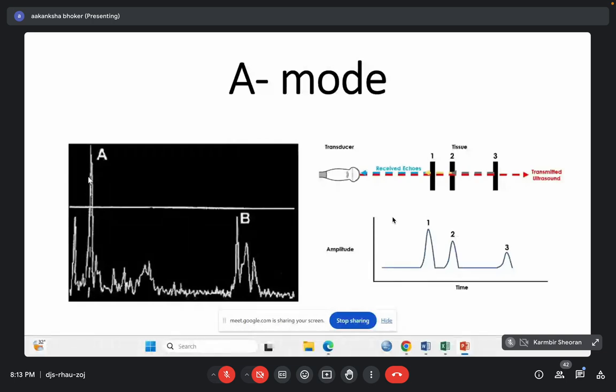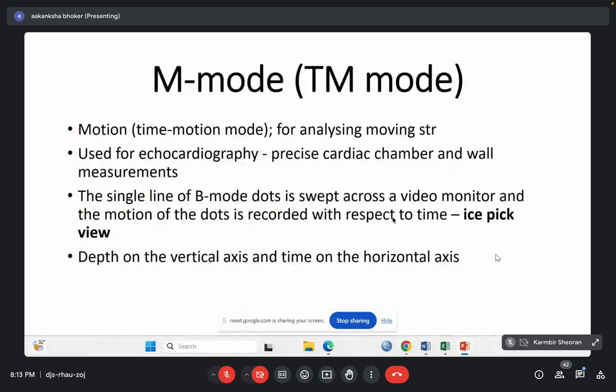These are pictorial representations of the signal. Suppose this is the first tissue interface, a very strong reflection comes, high amplitude. This is the signal. With respect to time, the beam goes deeper. A second tissue interface comes, there is another signal. Then a third interface comes, again a third. So this is all about amplitude mode. Next is the M mode. It is also known as TM mode or the time motion mode. Generally used for performing echocardiographic examination, and it is known as the ice pick view.